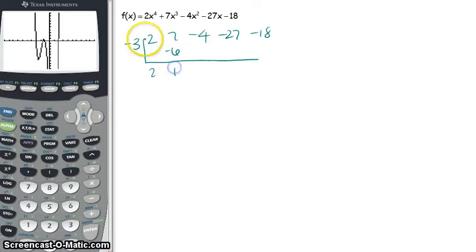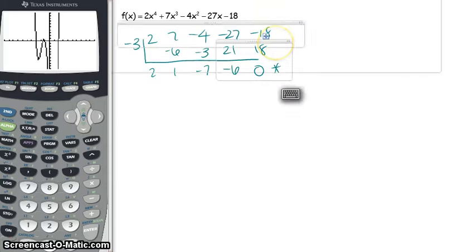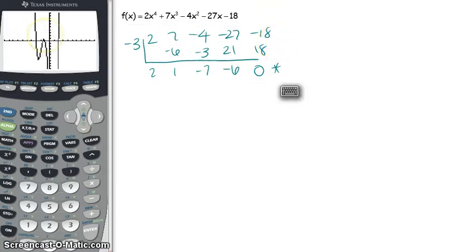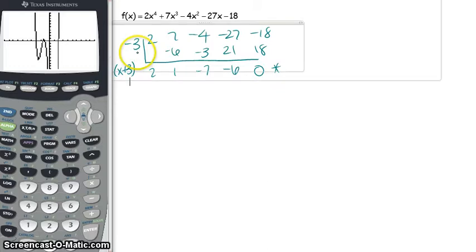7 minus 6 is 1. -3 times 1 is -3. Add these together to get -7. -7 times -3 is a positive 21. Add these together, we get a -6. -3 times -6 is 18. We get 0. Awesome. That means our -3 is a factor. That point actually is crossing at -3. So automatically we know that we have a factor of x plus 3.